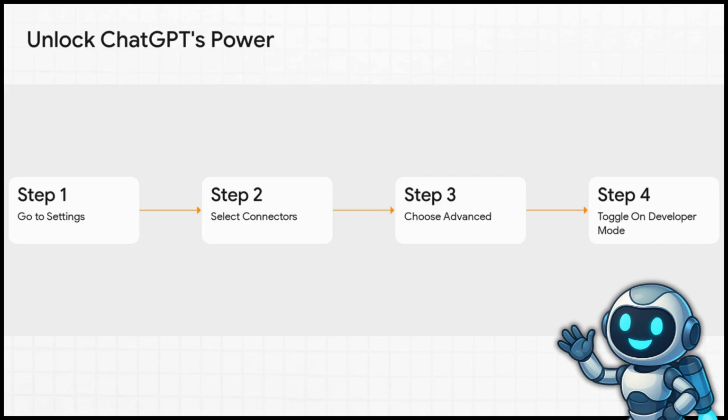And here's the best part. You can probably turn this on right now. If you've got a Plus or Pro account, it's literally just a few clicks. You just head into your settings, find connectors, tap on Advanced, and then you just flip that little switch for developer mode. And that's it. Boom. You've just given your AI a brand new set of hands to work with.